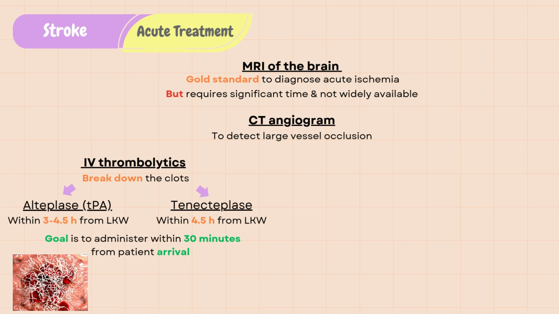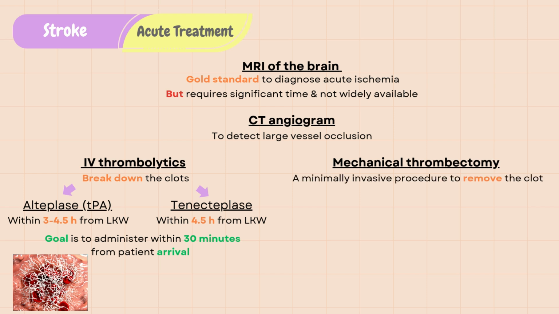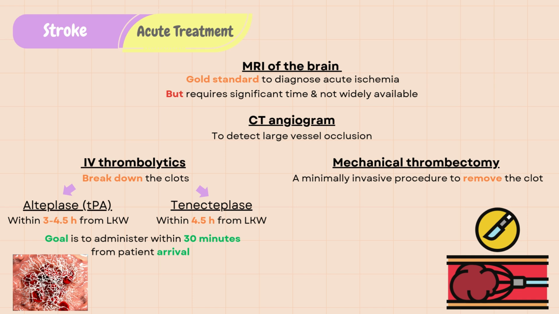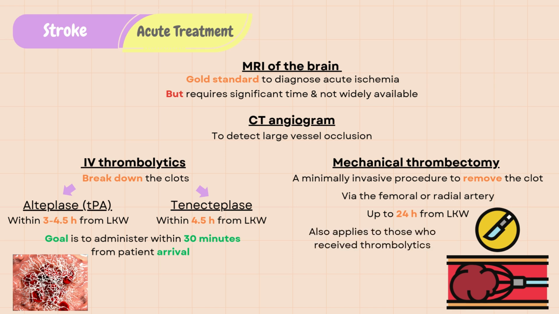Another treatment for ischemic stroke is mechanical thrombectomy, which is a minimally invasive procedure that involves inserting a catheter to remove the clot, usually via the femoral artery, or more recently, the radial artery in the wrist. Mechanical thrombectomy can be done up to 24 hours from last known well, and it also applies to patients who may have already received thrombolytics.